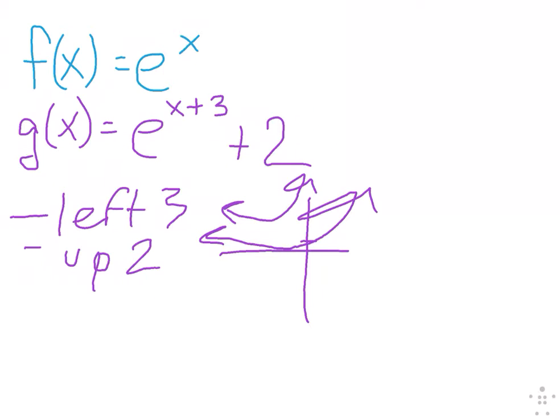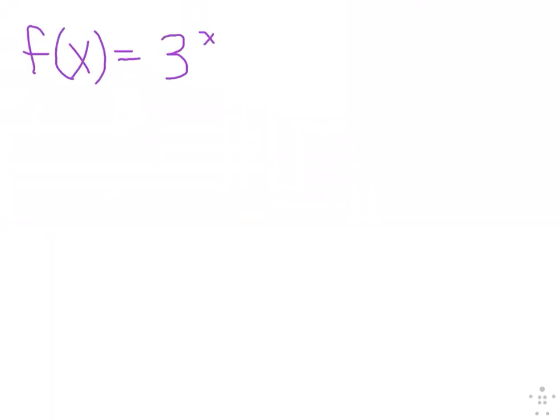All right, so let's see what Gabby had drawn up there. Okay, she's got, first of all, she's got a left 3 and an up 2. And g of x equals 3 to the 3x minus 5.